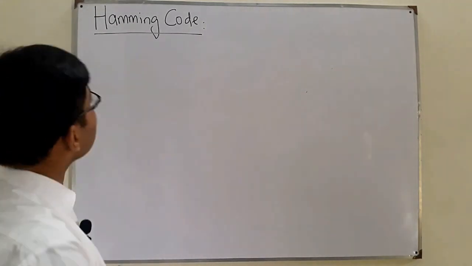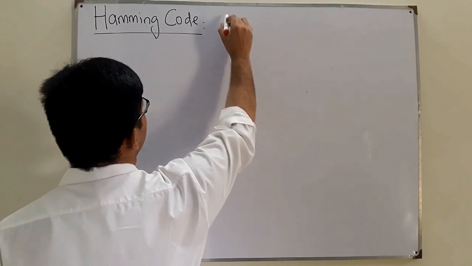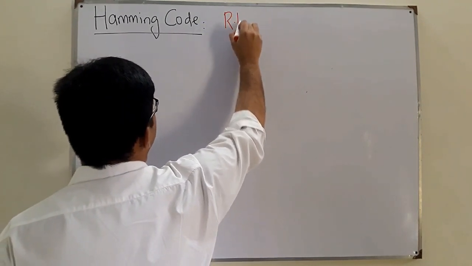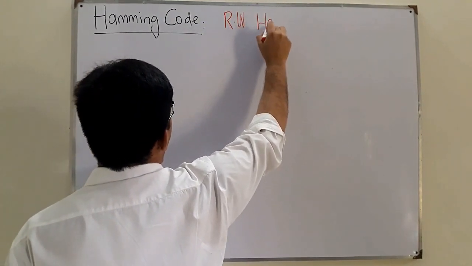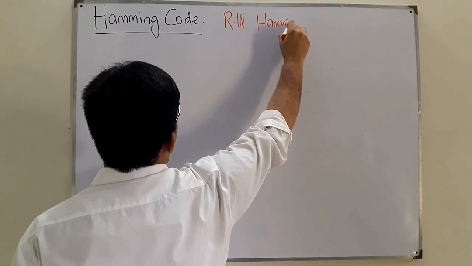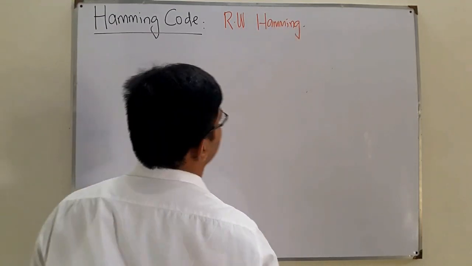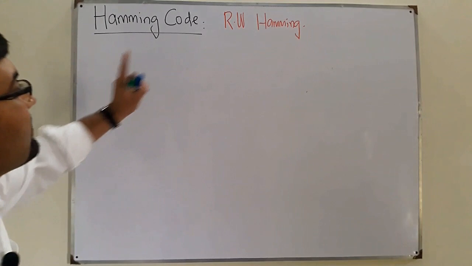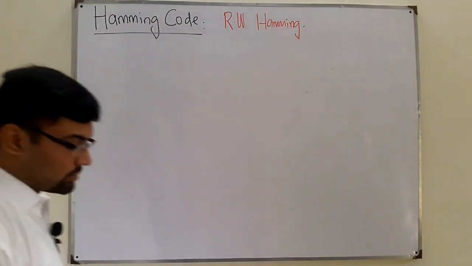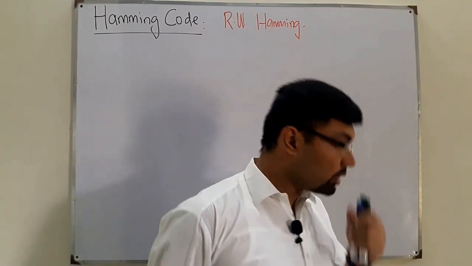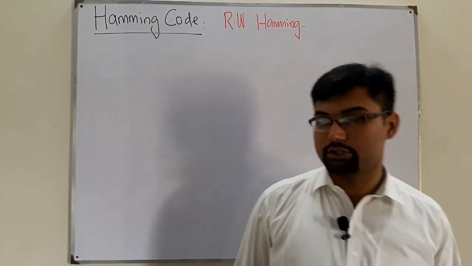This code was given by a scientist named R.W. Hamming. And therefore, it is named after him, all right? This code is named after the scientist that gave it, the Hamming code. What is this Hamming code? We've seen the parity in the last lecture.